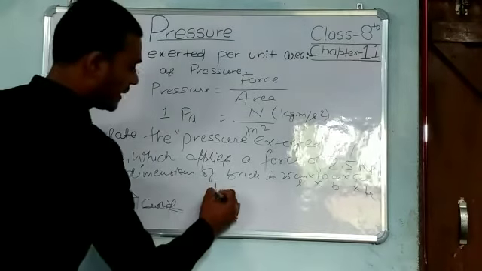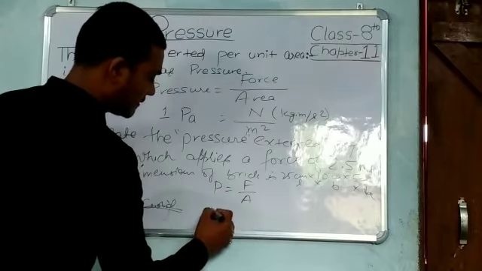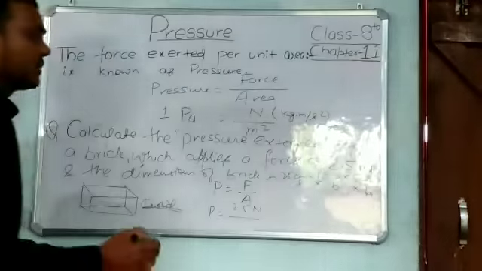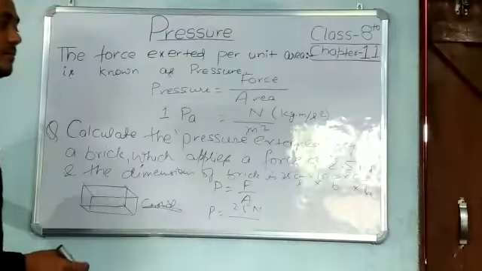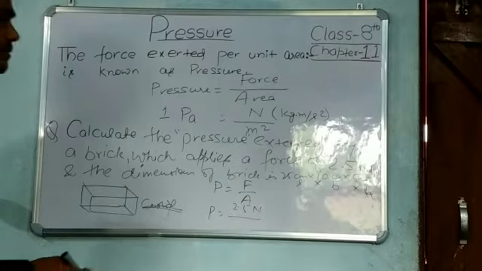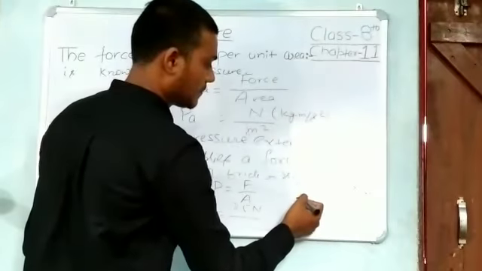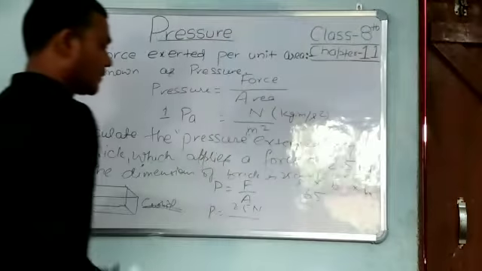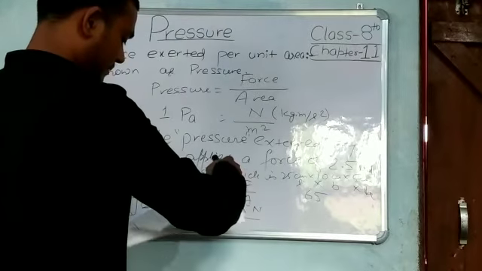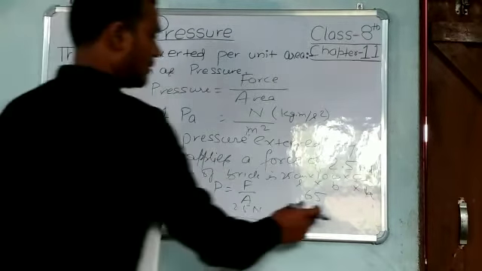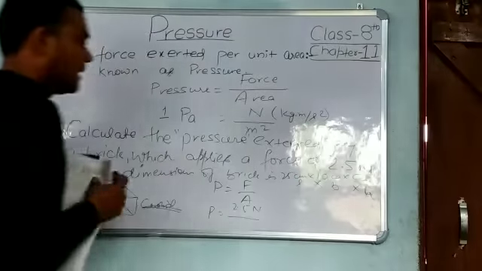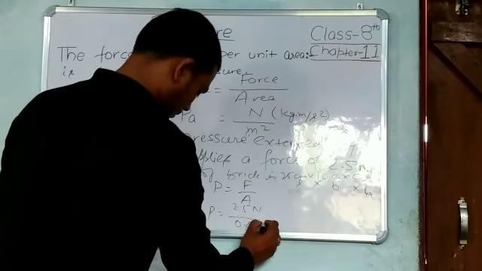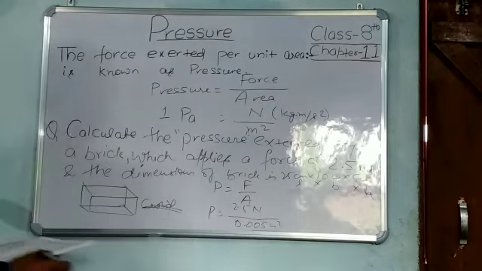Now pressure equals force upon area. Force is 2.5 Newton and area, when we calculate it, the area of this brick is 0.005 meter square.